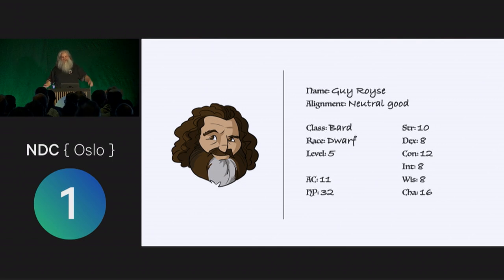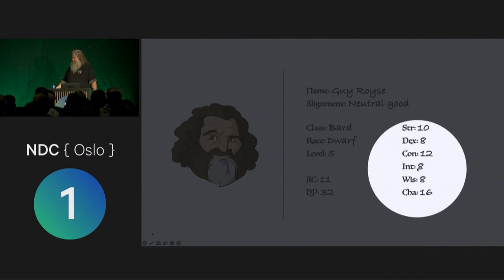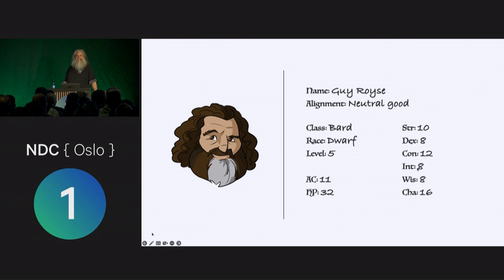But so I thought I'd include my character sheet here. There's a bunch of details on here, but the only thing that really matters is down here in the bottom right corner, my ability scores. See, I've got an intelligence of 8 and a wisdom of 8 and a charisma of 16. That tells you everything you need to know about this talk. It's going to be all sizzle, no steak.